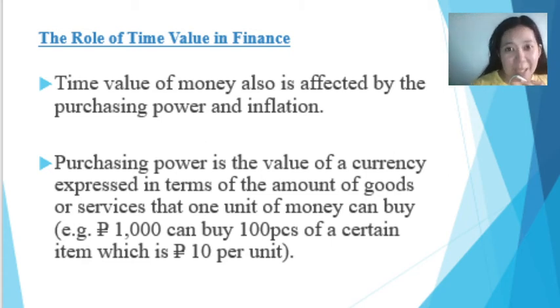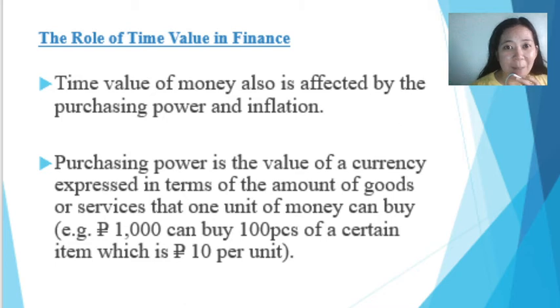So time value of money is also affected by purchasing power and inflation. There are two other factors that affect the value of money as time passes by, and these are purchasing power and inflation. When we say purchasing power, this means the value of a currency expressed in terms of the amount of goods or services that one unit of money can buy. Or this simply means the number of units that can be purchased with one unit of money.